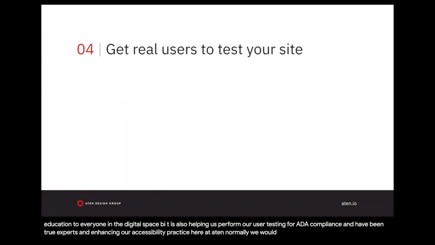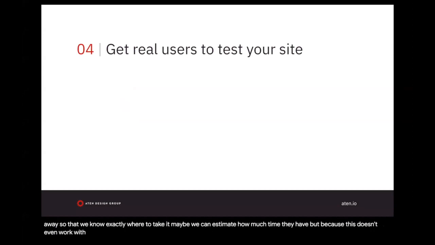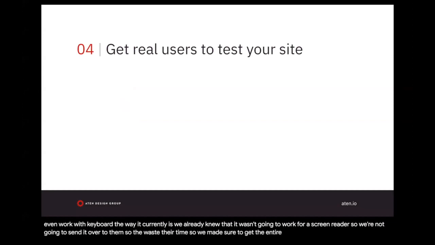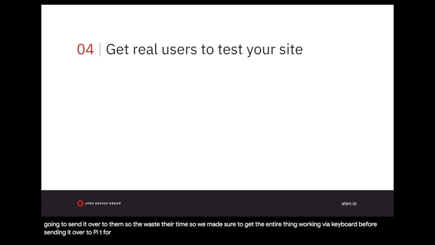Normally, we would send this over for review almost right away so that we know exactly where to take it. Maybe we can estimate how much time they have. But because this doesn't even work with keyboard the way it currently is, we already knew that it wasn't going to work for a screen reader. So we're not going to send it over to them to waste their time. So we made sure to get the entire thing working via keyboard before sending it over to BIT for proper review. So let's take a look at our first review from BIT.